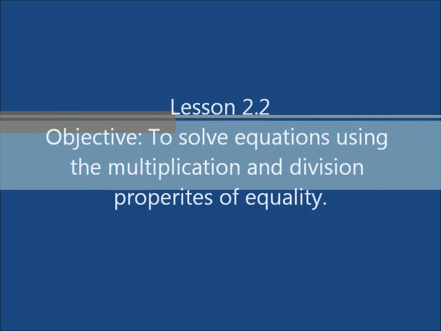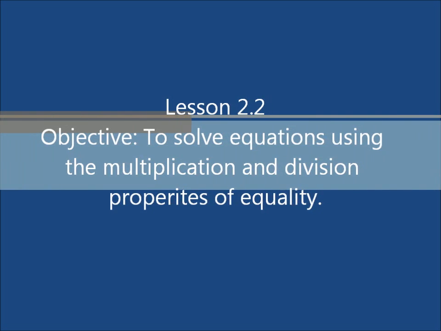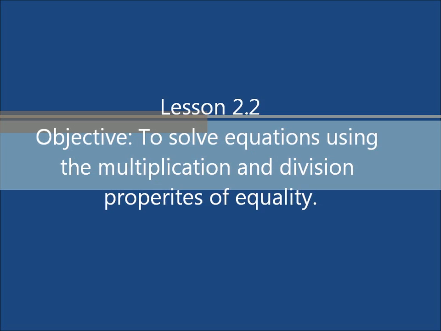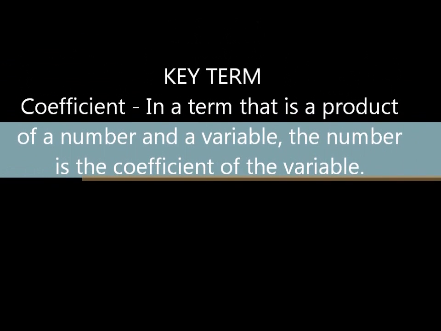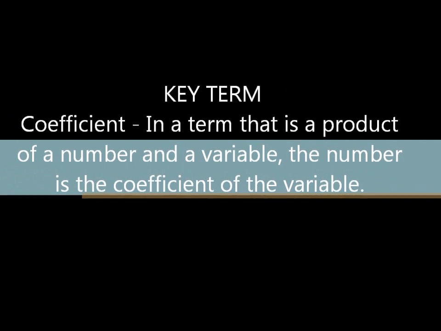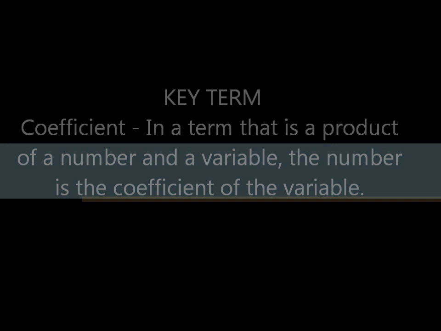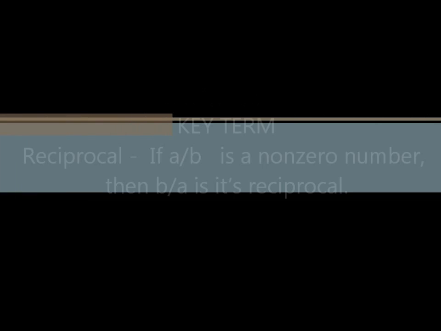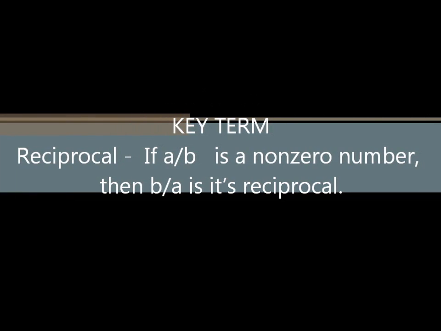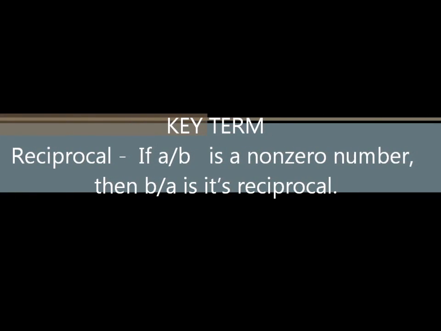Lesson 2.2. Our objective is to solve equations using the multiplication and division properties of equality. Coefficient. In a term that is a product of a number and a variable, the number is the coefficient of the variable. For example, in the term 2x, 2 is the coefficient. Reciprocal. If a over b is a non-zero number, then b over a is its reciprocal.